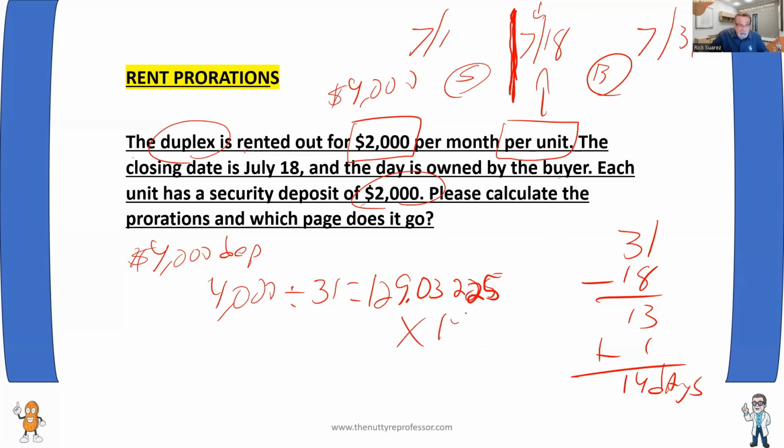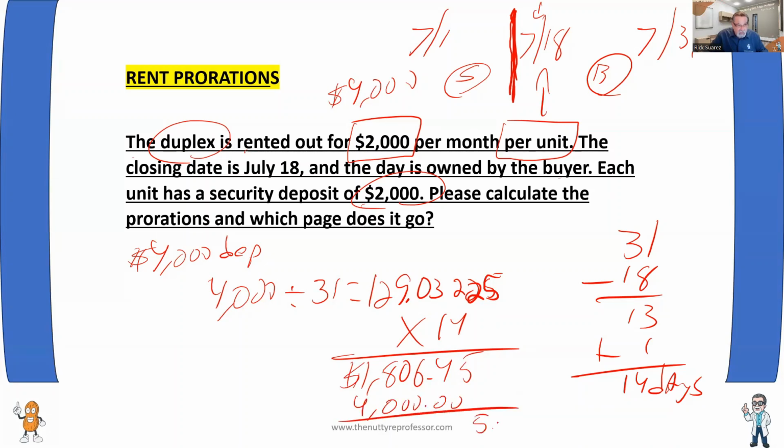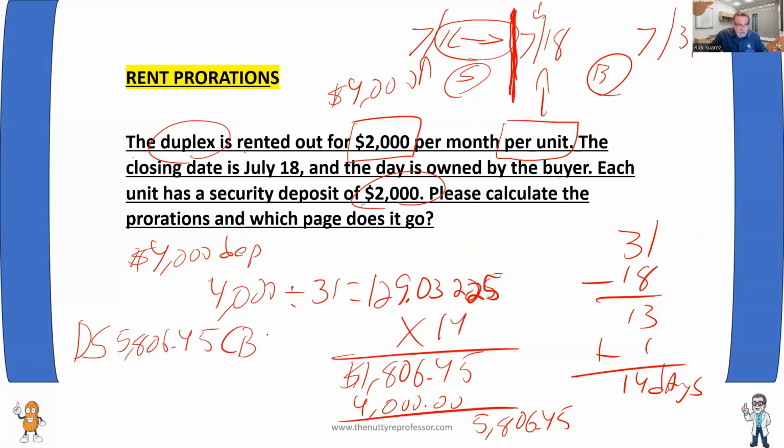Then all I have to do is multiply times 14 days. And this gives me 1,806.45. Now, what do I have to do? I have to add back the $4,000 and it's giving me 5,806.45. Who do we credit? Who do we debit? Well, if the owner owned the property and he picked up $4,000 on the first, which was right here, he's entitled to all the money between here and here, to the 17th. But he's not entitled to anything after that. But he collected the $4,000. So what are we doing? We're going to debit the seller 5,806.45. And we're going to credit the buyer the same amount.